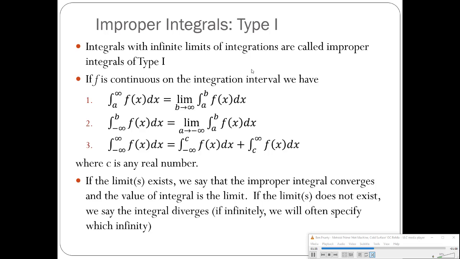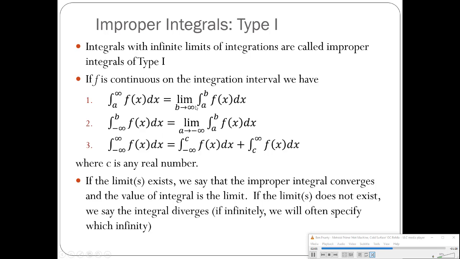So here's the definition. Any integral with an infinite limit of integration, you can see it like here, a finite limit to an infinite limit, a negative infinite limit to a finite limit, or a negative infinite to a positive infinite, is an improper integral of type 1. And here's the notation for them. And here's how you actually evaluate them.